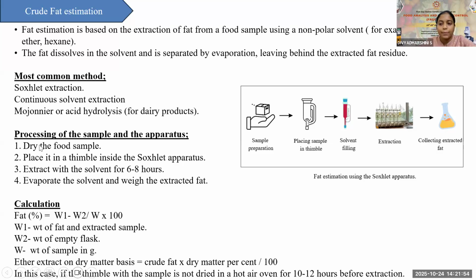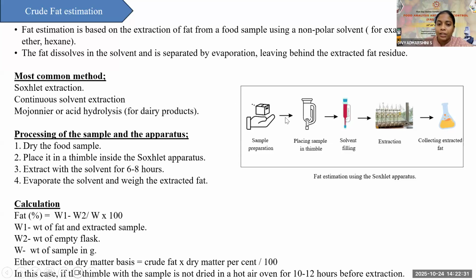For processing a sample on the apparatus, there are three parts. One is the thimble, which holds the sample. We place a filter paper inside the thimble, and after that it is attached to the flask, called a fat flask or extraction flask. The flask is attached to the condenser, where the thimble is also attached. Once the thimble is placed inside the Soxhlet apparatus, extraction takes 6 to 8 hours. The cycle has to complete, and then we evaporate the solvent and weigh the extracted fat.